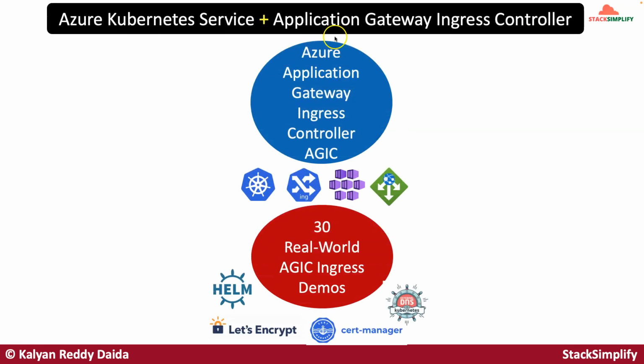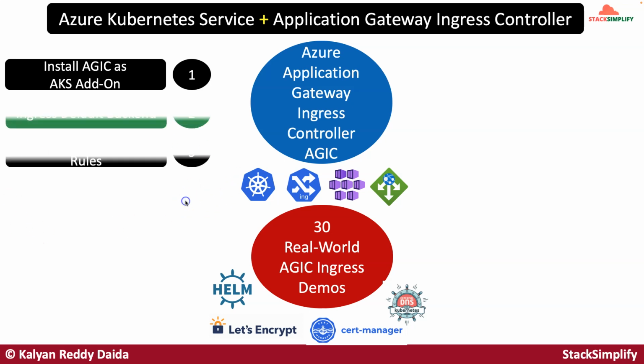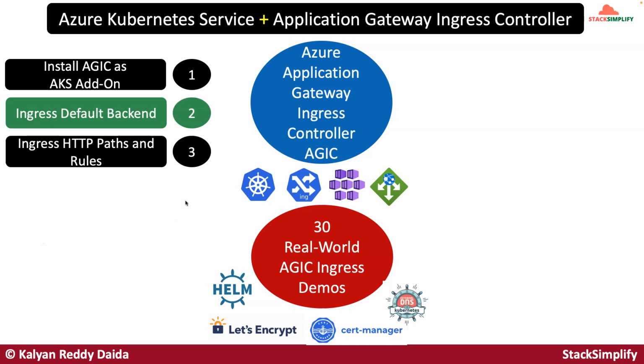So here we are going to implement or install the application gateway ingress controller on our Azure Kubernetes Service AKS cluster, and we are going to implement 30 real world AGIC Ingress demos. We are going to start with installing AGIC controller as an AKS add-on on our Azure Kubernetes Service cluster, and after that we will learn Ingress basics using Ingress default backend demo and also Ingress HTTP paths and rules demo.